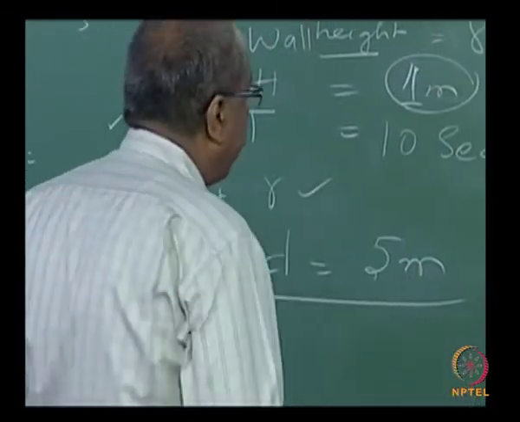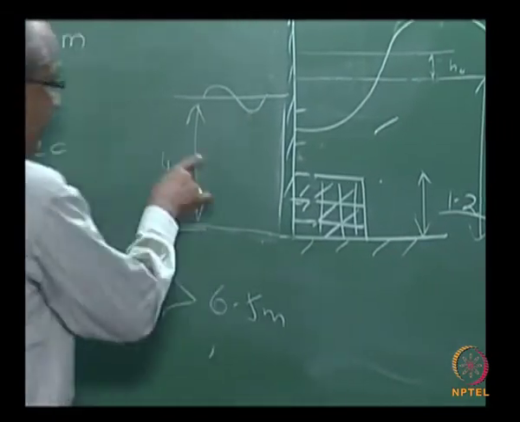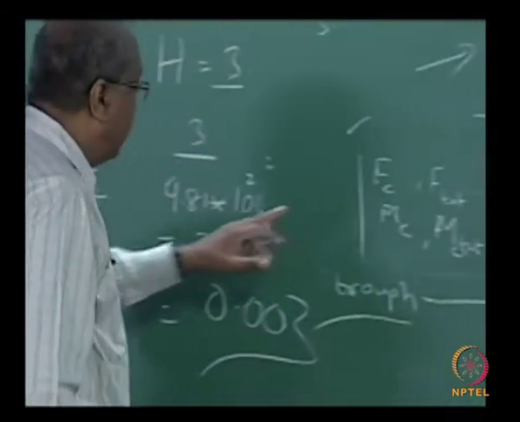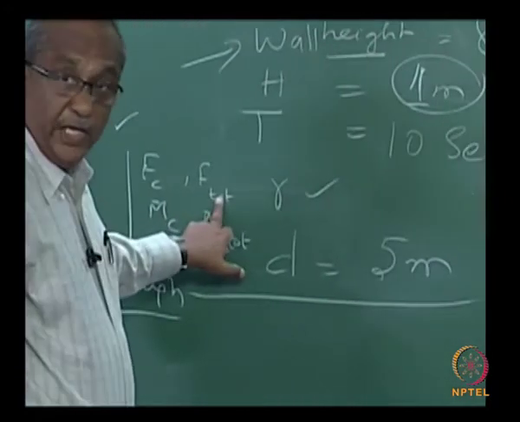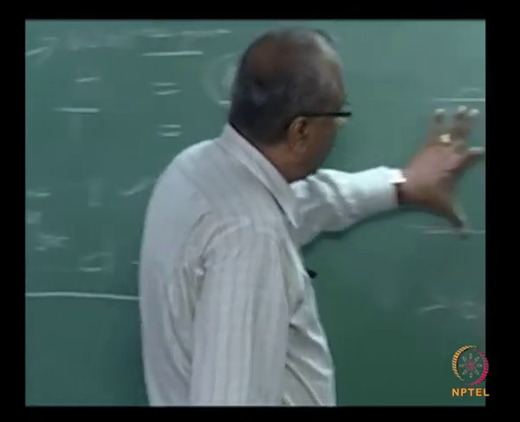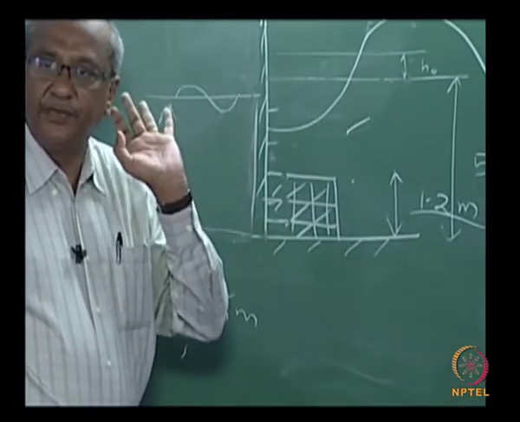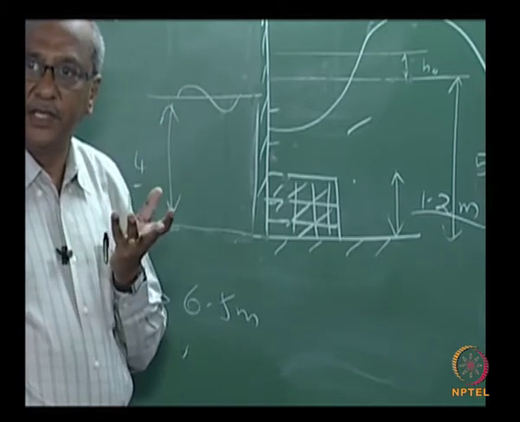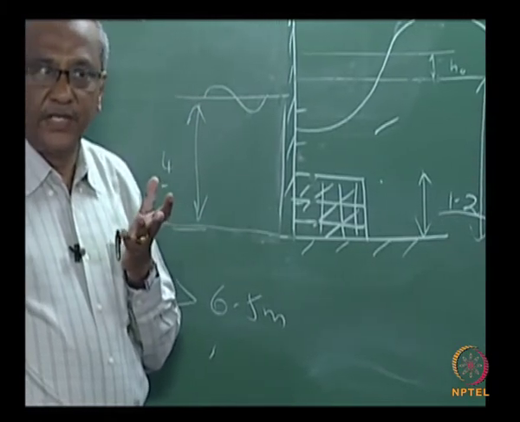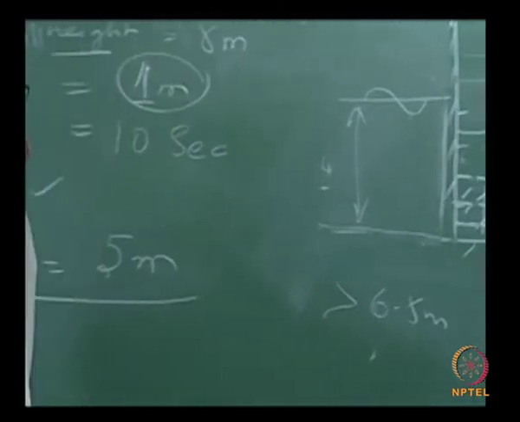Say I will say that maybe it is 4 meters water depth, then in that case I have to consider FT total, FC total. If it is only 5 meters on both sides, only MC and FC is needed, or FT and MT is needed. Is that clear?